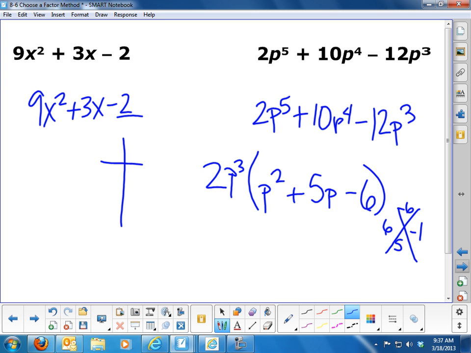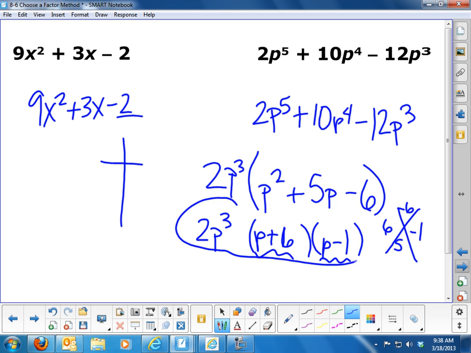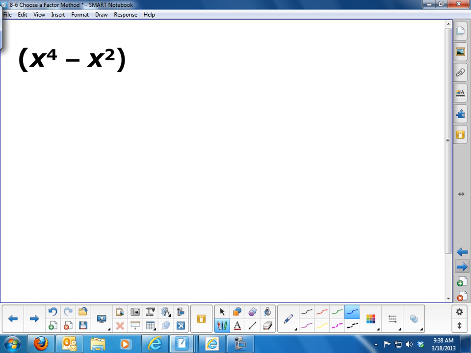Sokolowski. All right, so I have my common factor, 2p cubed, and now I'm going to have my two binomials of p plus 6 and p minus 1. And I'm looking at p plus 6 and p minus 1, and those are as low as they go. So this whole thing is my answer.